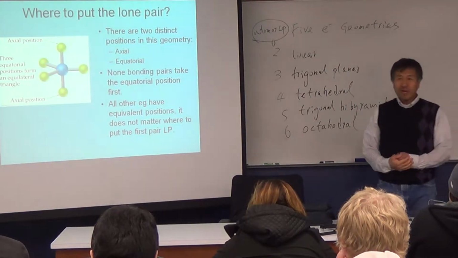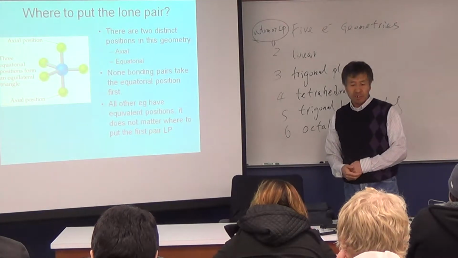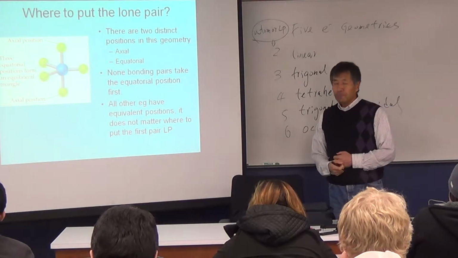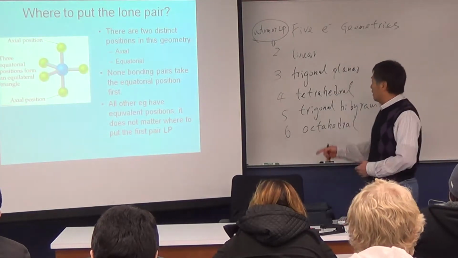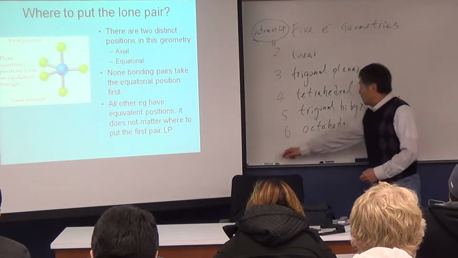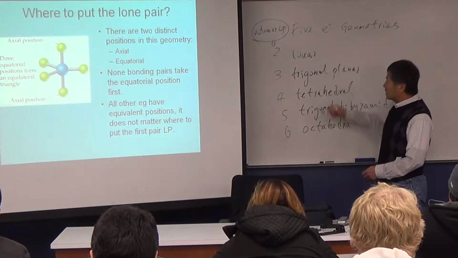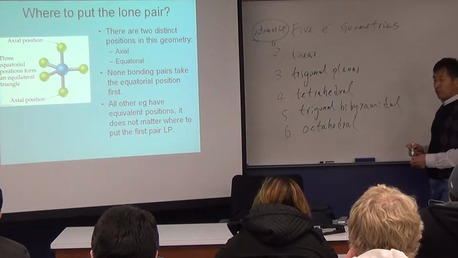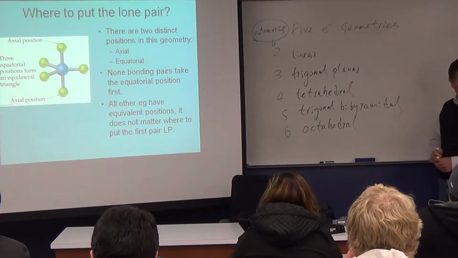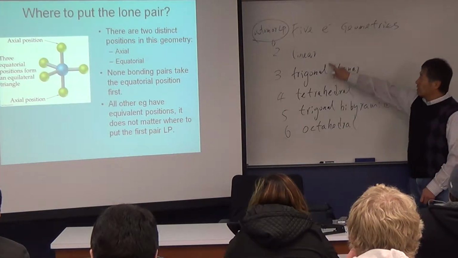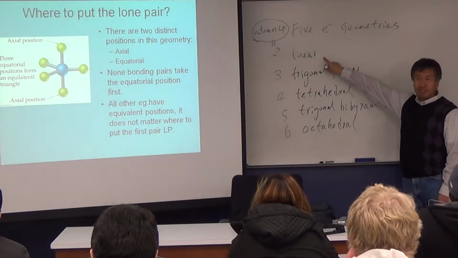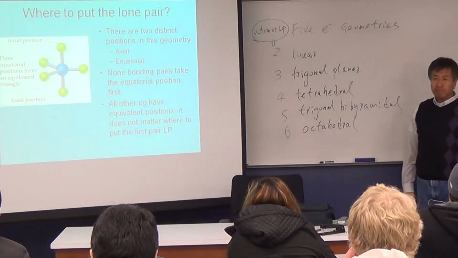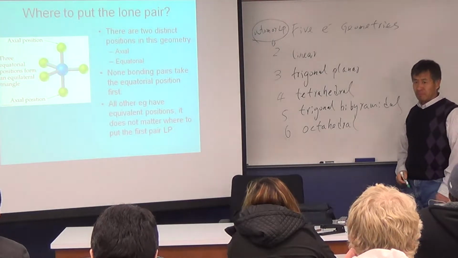Then if you have those lone pairs, you have to think about where to put them. So we have these five geometries. For all the other four, except this one, for the first pair, we don't even consider having lone pairs in this one, only for the other three. For the other three, for the first pair, it doesn't matter where you put them.